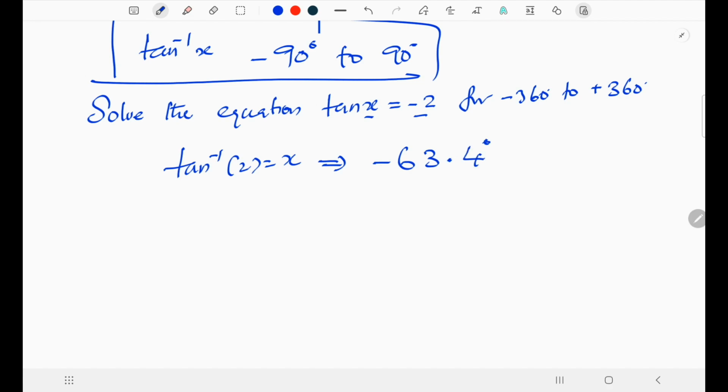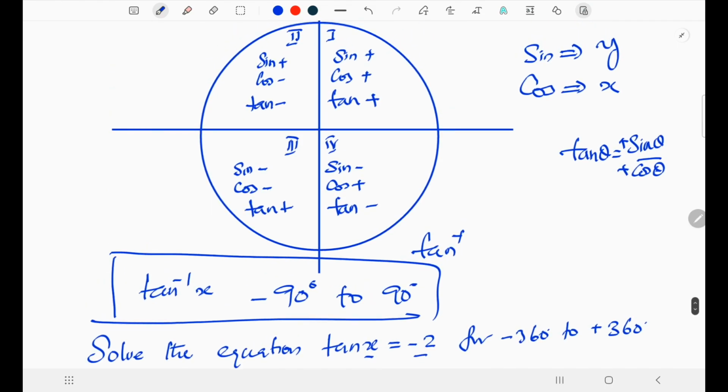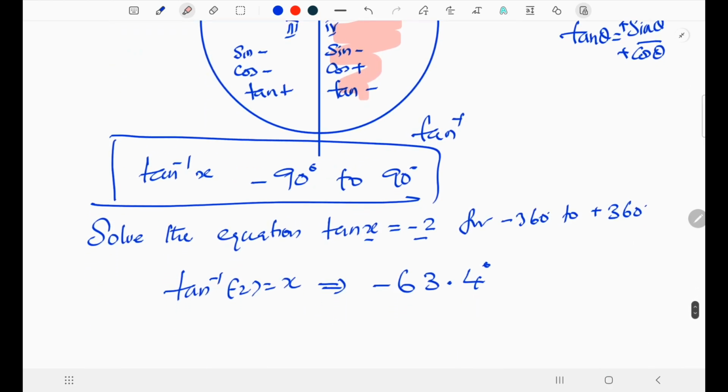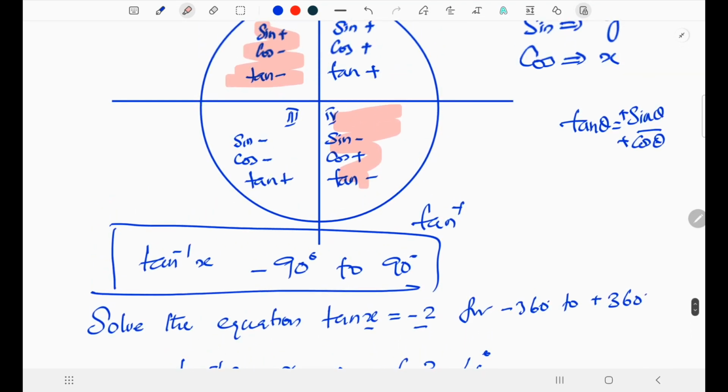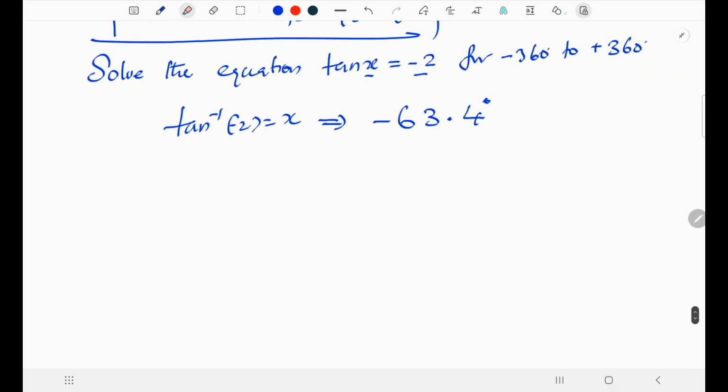But there is another value. I told you that. So this is minus 2, right? Which quadrant is tan negative? Tan is negative in the fourth quadrant and the second quadrant. See, the value is minus 63. That means, okay, I draw the angle. How to find this one?